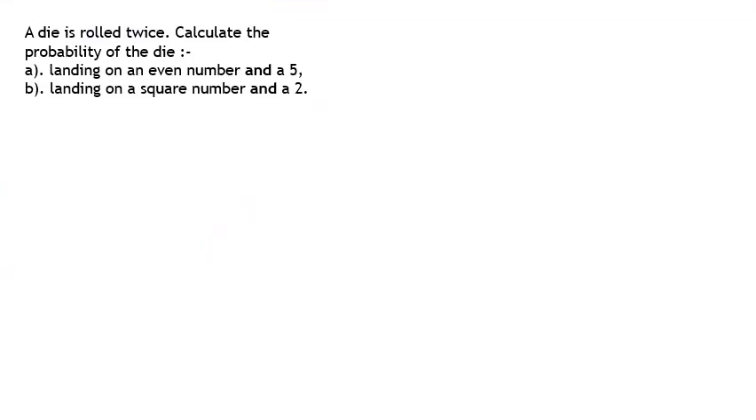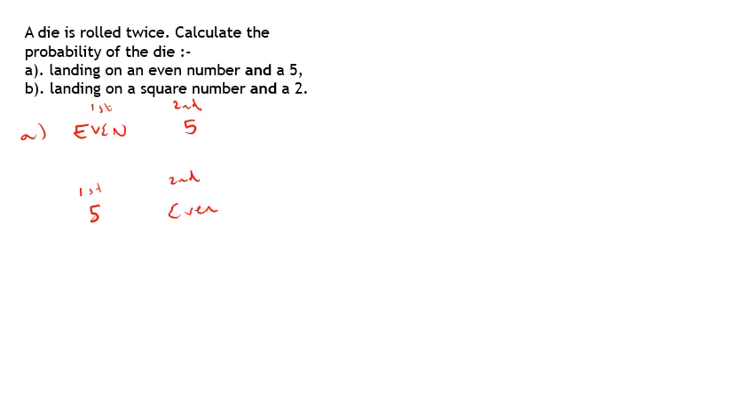Okay, so final bit, year 10, is this type of question here, so a little bit harder. Here we are told a dice is rolled twice, that's fine. Calculate the probability of the dice landing on an even number, and then a 5. So what you need to think about here is, because the same dice is rolled twice, you could either get on the first roll an even number, and then on the second roll a 5, or on your first roll you could get a 5, and on your second roll an even number.